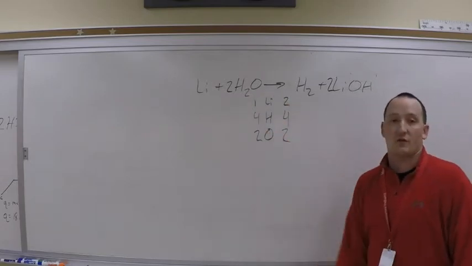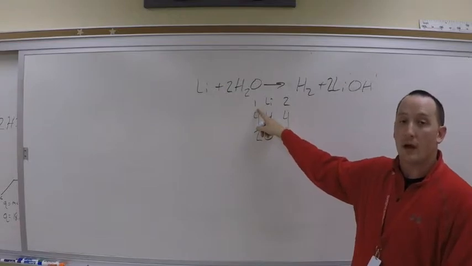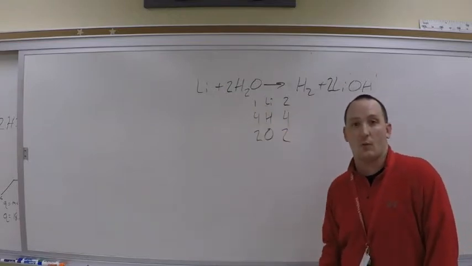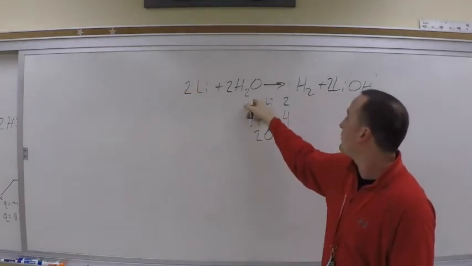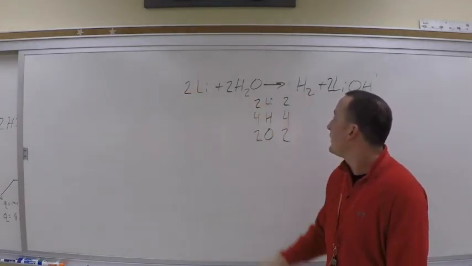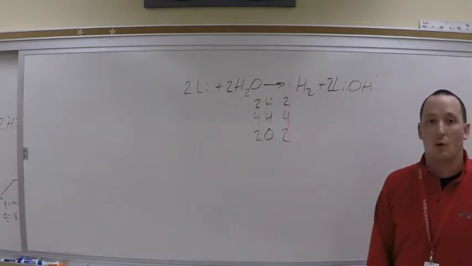Now I need to come back over to this left side, because my lithiums are now short by 1. And I need to increase my number of lithiums by 1. Well, in order to do that, I'm going to put a 2 right here, and that will change these lithiums to 2. My equation is now balanced. I have the same number of each type of atom on both sides.